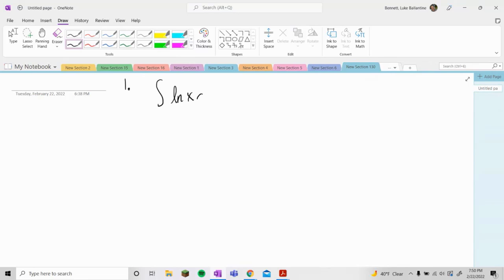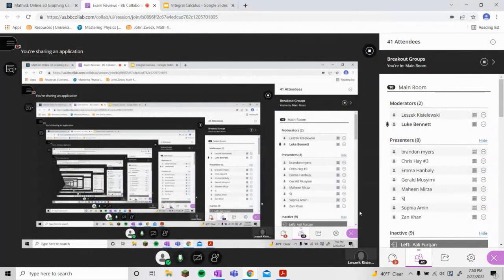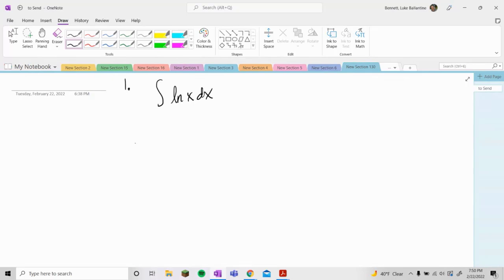The integral of the natural log of x dx. I would really appreciate it if you guys, if you do have a microphone, could share with your voice instead of typing in the chat. So how do I solve this integral? Do you guys remember what section this was in my PowerPoint? Anyone?